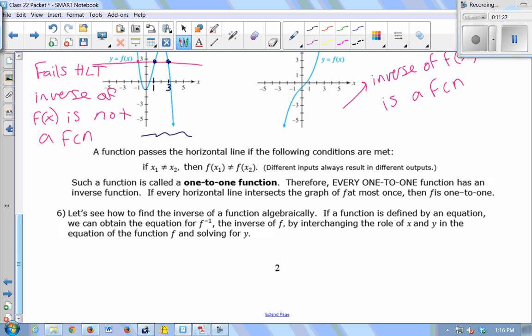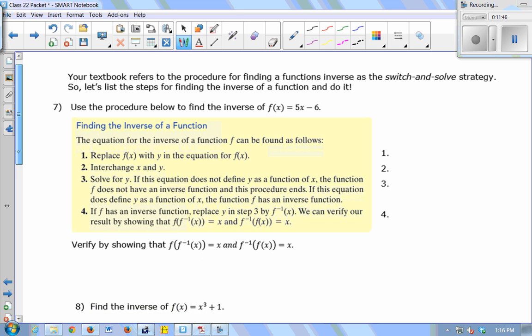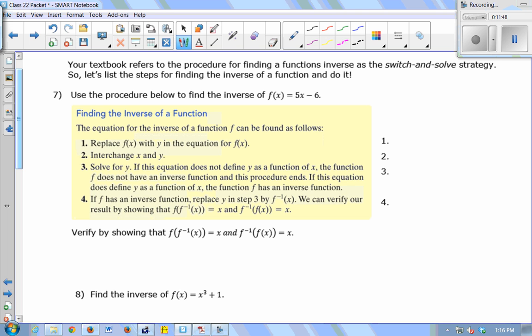All right, let's take a look at how to find the inverse of a function algebraically. So if a function is defined by an equation, then we can obtain an equation for f inverse by interchanging the role of x and y in the function, and then solving for y. Your textbook refers to this procedure as the switch and solve strategy. Switch the x's and y's and then solve for y.